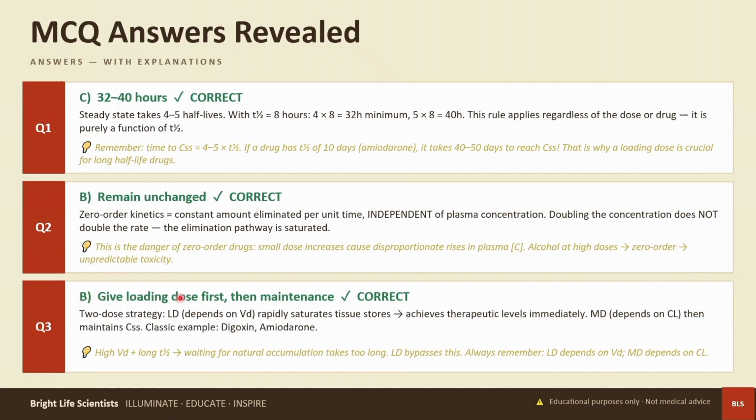Give loading dose first, then maintenance dose. This is the two-dose strategy. The loading dose calculated from VD rapidly saturates tissue compartments and achieves therapeutic plasma levels immediately. The maintenance dose calculated from clearance then sustains those levels. The classic examples, we have Digoxin and amiodarone. Remember, loading dose depends on VD and maintenance dose depends on clearance, CL.